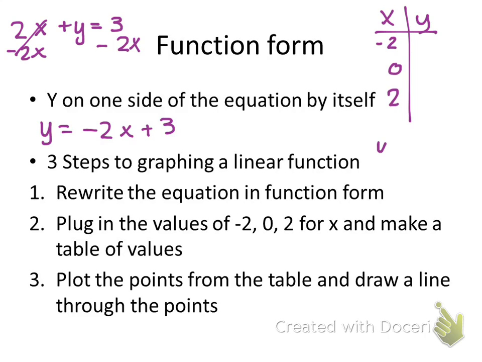So I would write Y is equal to -2 times -2 plus 3. Y is equal to 4 plus 3. Y is equal to 7. So there we go. I have my first ordered pair, -2, 7. So when I go to graph, I know what to graph there. Then I'm going to plug in 0. -2 times 0 plus 3 is 3.